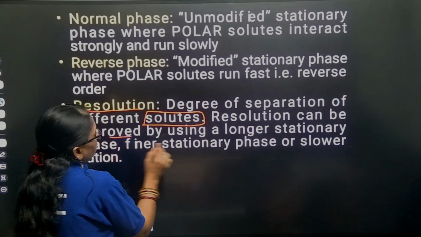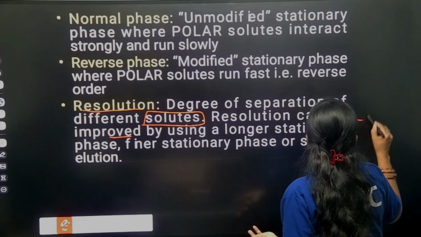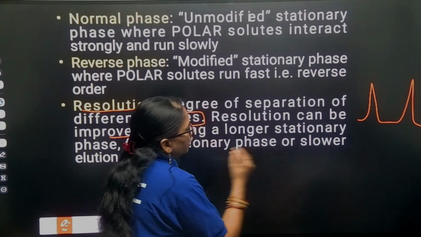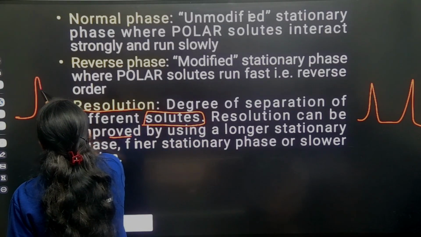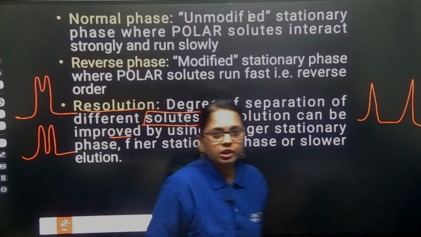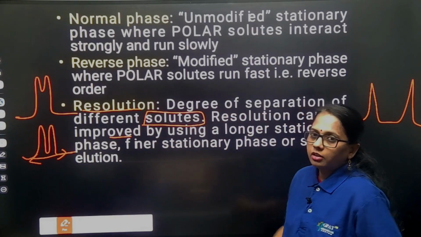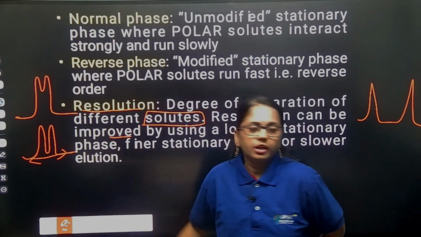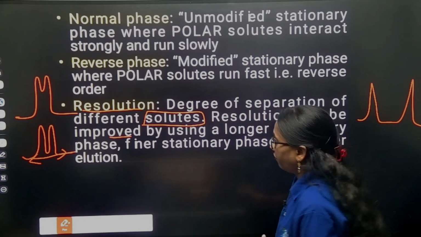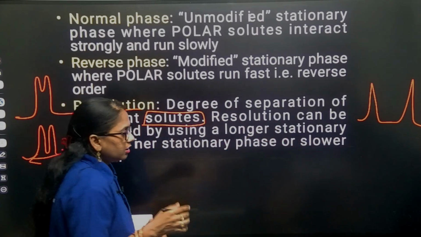And resolution can be improved, whenever closely eluting compounds are there. If you get the resolution like this, that could be very good for the chromatogram. If you are getting merged peaks or very closely eluting compounds, then for base to base integration, the peaks are not well resolved in this case. In this case these are well resolved. So that is called the degree of separation of the different compounds.